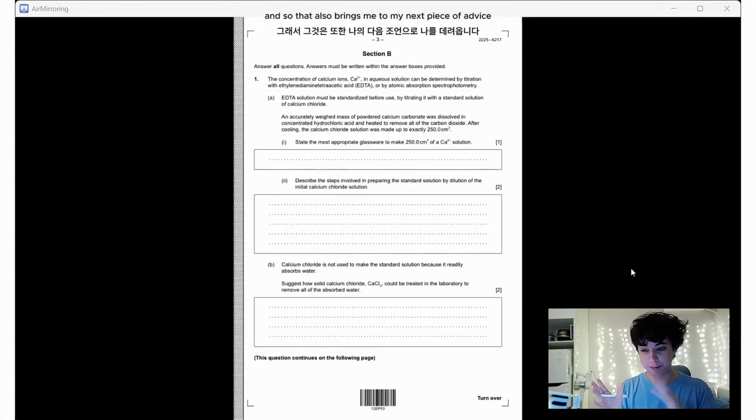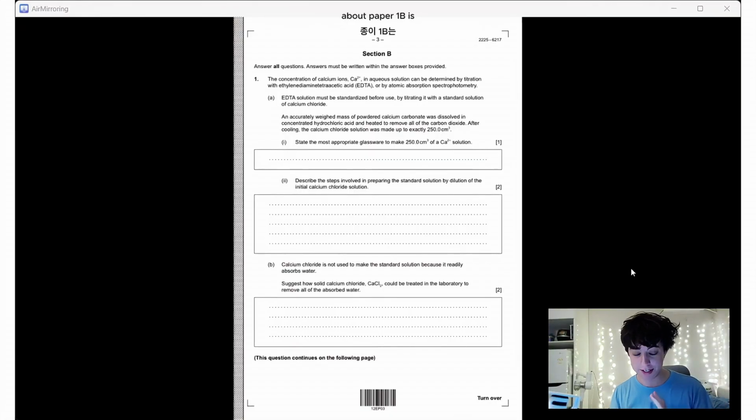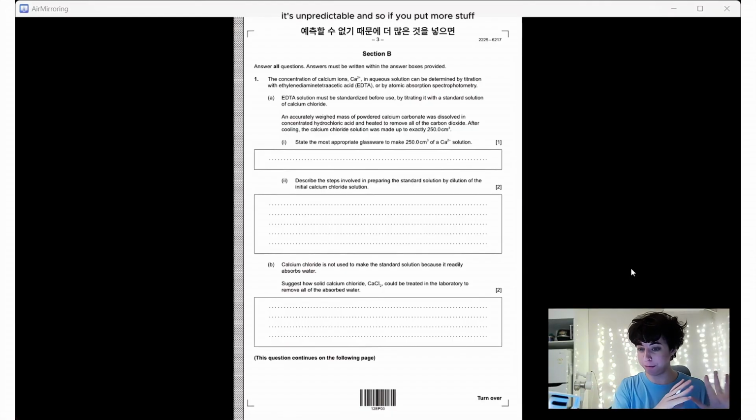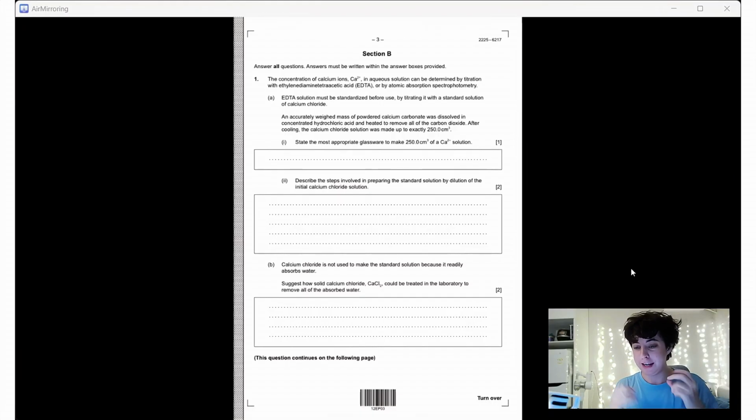And so that also brings me to my next piece of advice about paper 1B is I would put as much as possible, every little detail. As long as you're not saying something that's incorrect, you're not going to be punished for it. If you contradict yourself, that's another story. Okay, paper 2, I tend to say not to do this because it's more predictable, but paper 1B, it's so new, it's unpredictable. And so if you put more stuff, and as long as it's all right, you're more likely to hit the stuff on the mark scheme. If you're someone who tends to say stuff that's wrong, maybe don't do this.